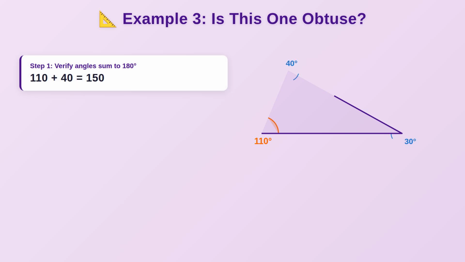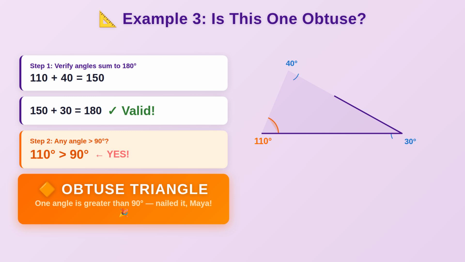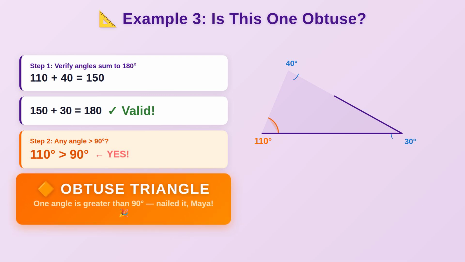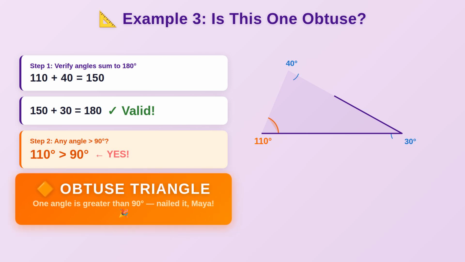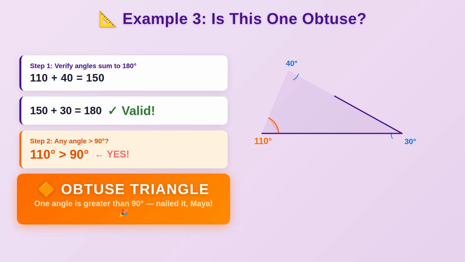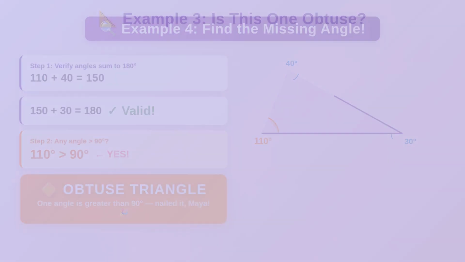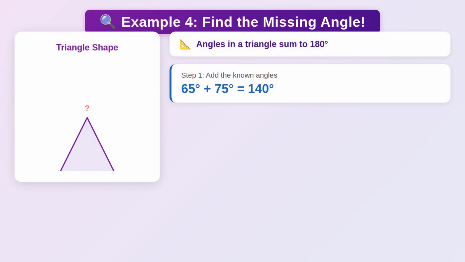Maya is starting to see the pattern now. Here's a tricky one from Maya's worksheet. A triangle has angles 110 degrees, 40 degrees, and 30 degrees. What type? First, let's verify. 110 plus 40 is 150, and 150 plus 30 equals 180. Valid. Now check the angles. Is any angle greater than 90 degrees? Yes, 110 degrees is bigger than 90. That makes this an obtuse triangle. And notice, the other 2 angles, 40 and 30, are both small to make room for that big one. Maya circles her answer with confidence. Obtuse triangle. Nailed it!